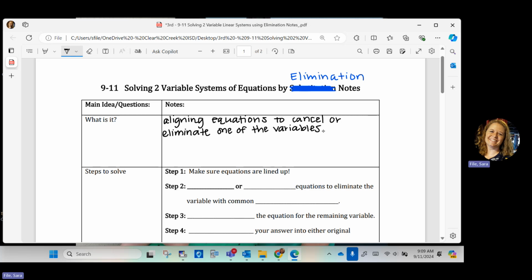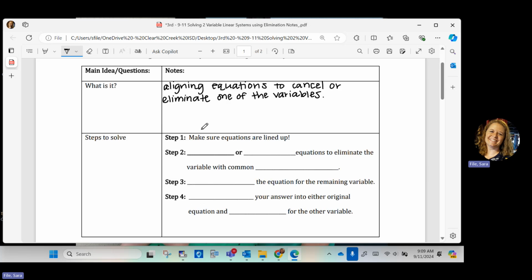Now, when we say aligning the equations, we're going to put them in the same format. So they're either both going to be in standard form or they're both going to be in slope-intercept form. It doesn't matter what form they're in. We're just going to align all the pieces. We're going to line them up. So you can see in step 1 here, it says, make sure the equations are lined up. When we get to an example, I'll make sure you understand what I mean when I say lined up.